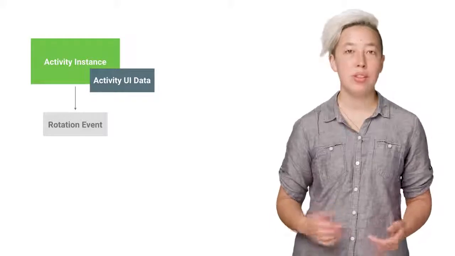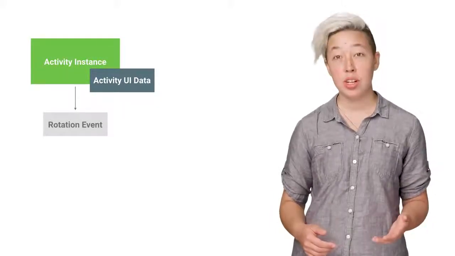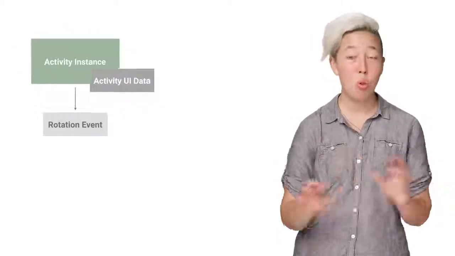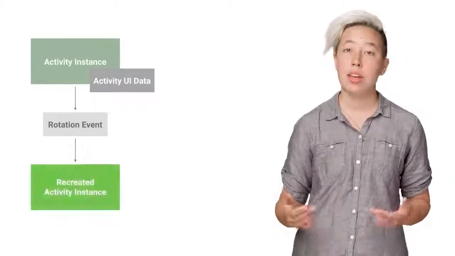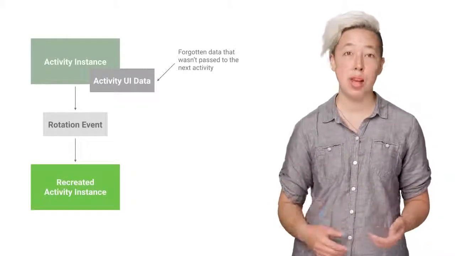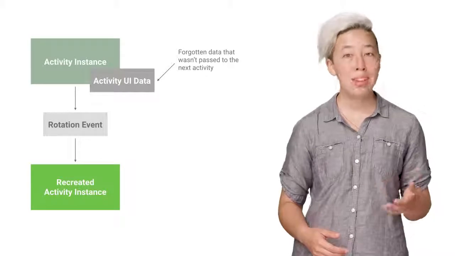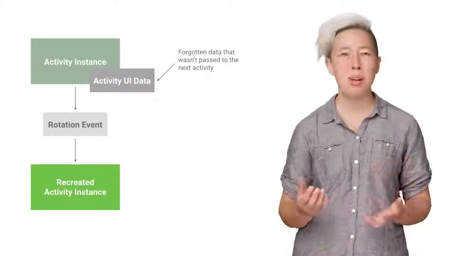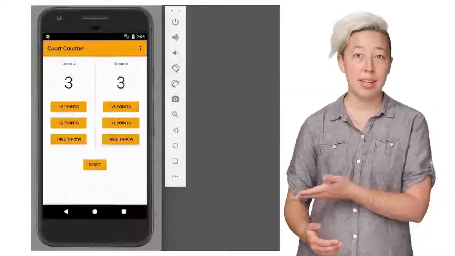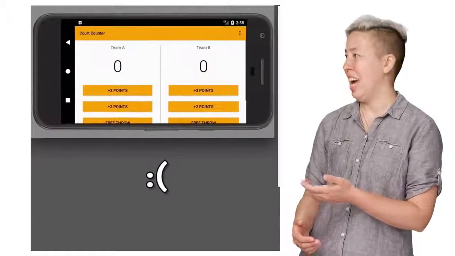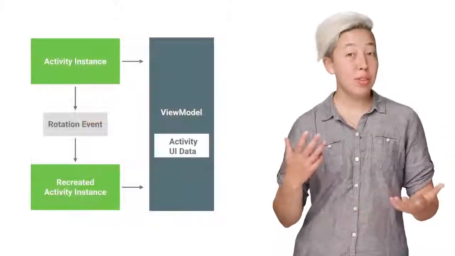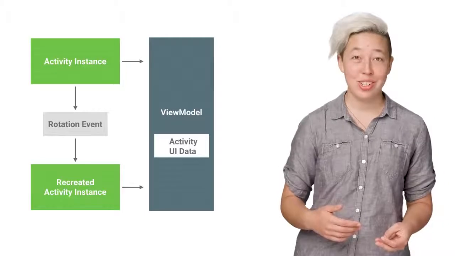Rotating your phone is considered a configuration change. Configuration changes cause your whole activity to get torn down and then recreated. If you don't properly save and restore data from the destroyed activity, you may lose data and end up with weird bugs or even crashes, like this. Yeah, that's no good. So enter the ViewModel, which survives configuration changes.